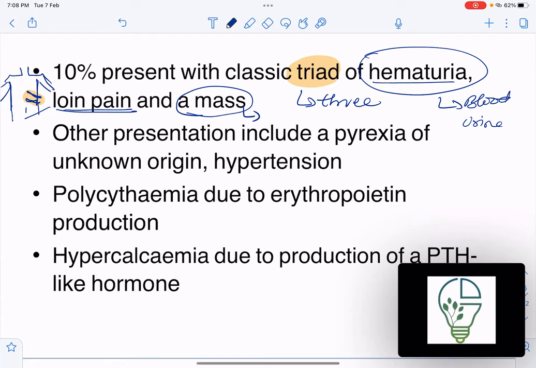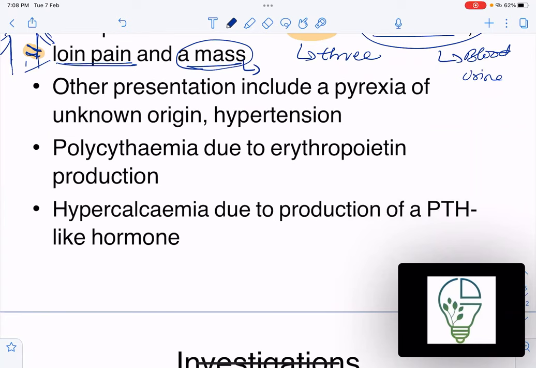mass. There are other presentations as well, obviously, that are more indicative of a malignant cancer or tumor, not exactly renal. It could be anywhere in the body. So it could be pyrexia, which basically means fever. It could be hypertension. Why hypertension? This is a very important question. We had an SAQ I recall from this topic.